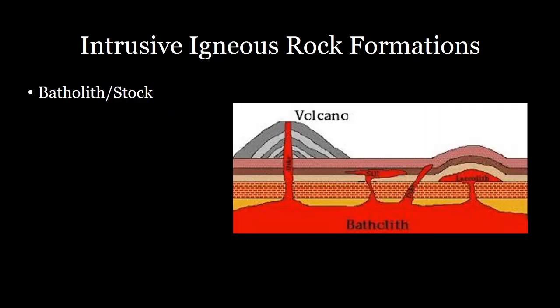And so it's important to first figure out where all this magma is coming from. And so the large pool of magma underground that forms intrusive igneous formations is called a batholith. And these big pools of magma can be gigantic. They can cover entire mountain ranges sometimes. And so all of the other formations form out of this batholith.